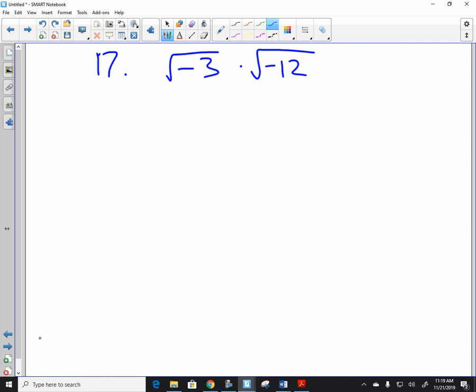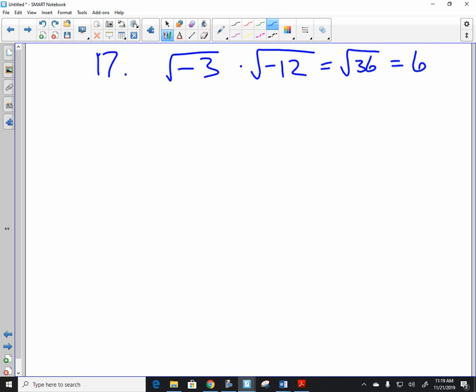Square root of negative 3 times square root of negative 12. We'll do this one together. Okay? When I first did this problem, I wrote it as the square root of 36, which is equal to 6. However, that's not what the book had. They had a different answer. I'm going to show you why.